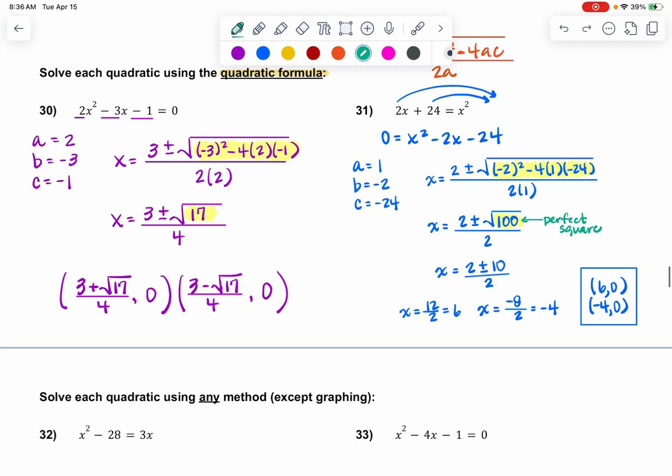Okay. I'm just going to write a little note over here on this one. Right, that's 17, right, cannot be simplified. Cannot be simplified because it's prime.